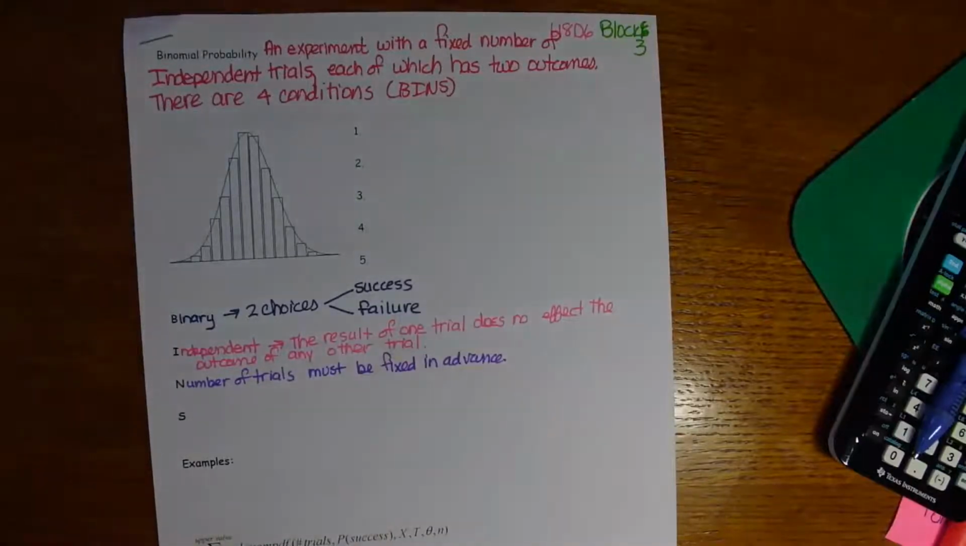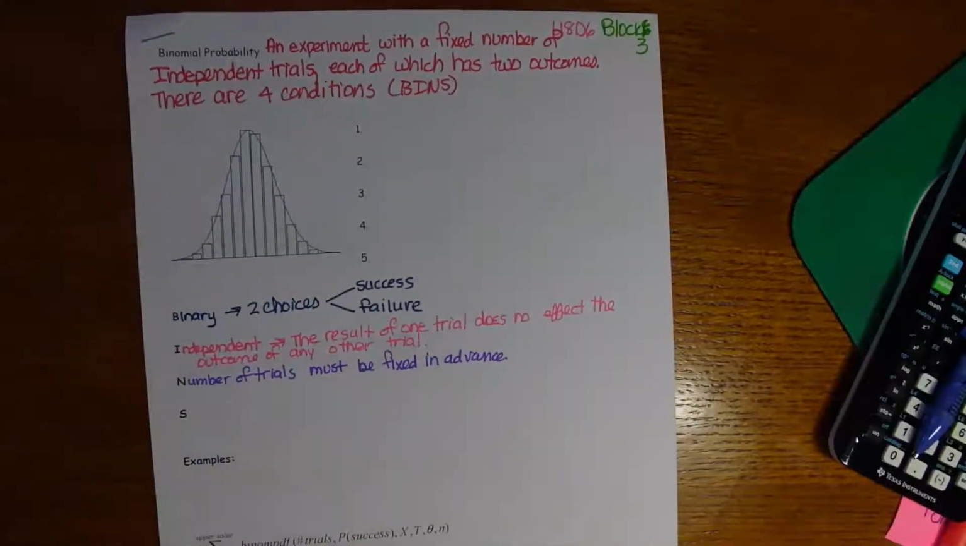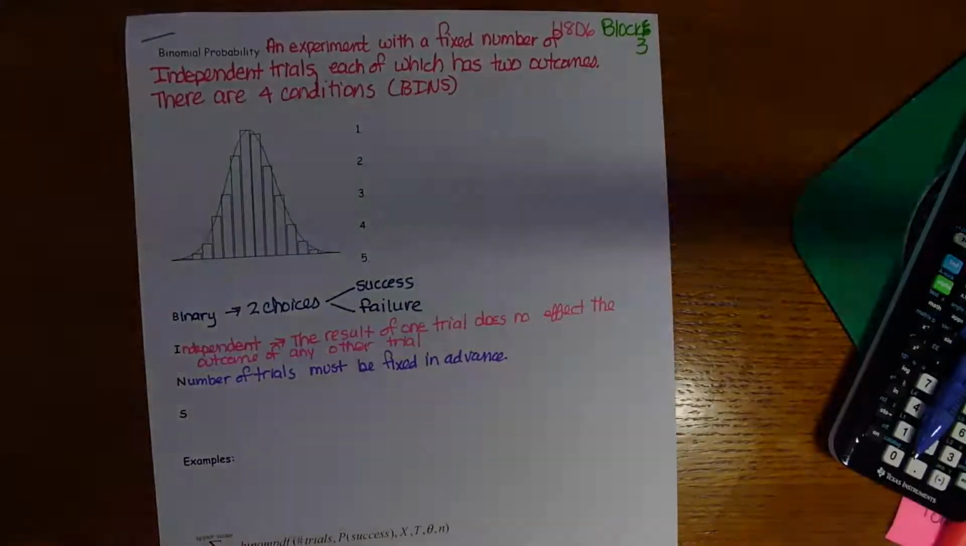Meaning I say I'm going to flip the coin 10 times. It's not like when you flip a coin with your friends and you win and they say, okay, best 2 out of 3. Then you win again and they say, okay, best 3 out of 5. We can't do that. We have to say in advance, we're going to flip it 10 times. We're going to flip it 30 times, and that does not change, right?